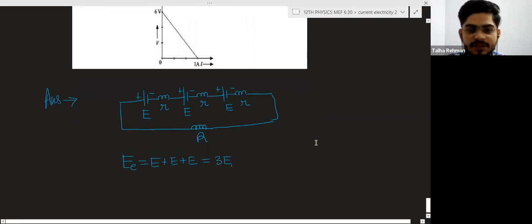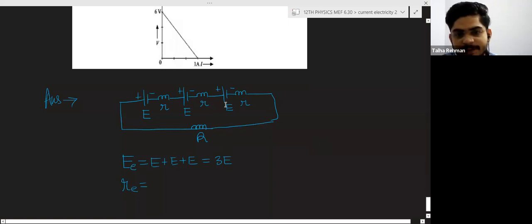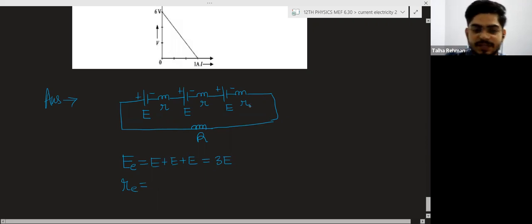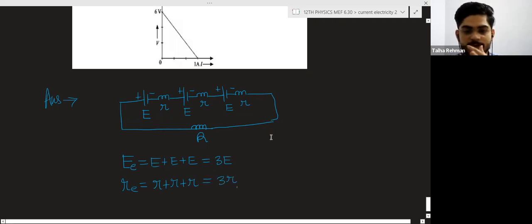The equivalent EMF becomes 3E, and similarly the equivalent internal resistance also becomes r plus r plus r, because this is a series connection. This will become 3r.